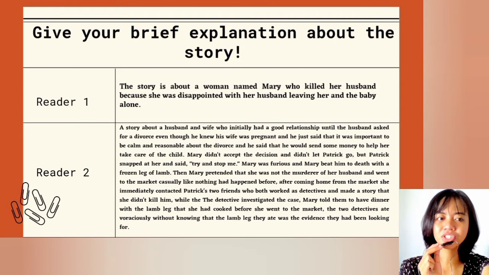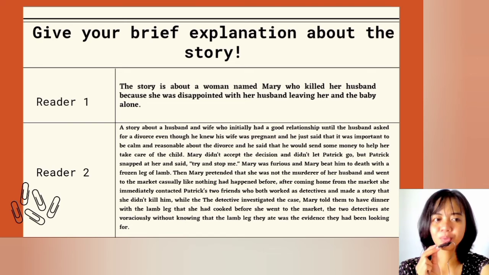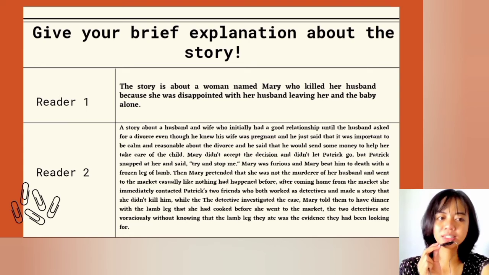Then Mary pretended that she was not the murderer of her husband and went to the market casually like nothing had happened before. After coming home from the market, she immediately contacted Patrick's 2 friends who both worked as detectives and made a story that she didn't kill him. While the detectives investigated the case, Mary told them to have dinner with the lamb leg that she had cooked before she went to the market. And the 2 detectives ate it voraciously without knowing that the lamb leg they ate was the evidence they had been looking for.